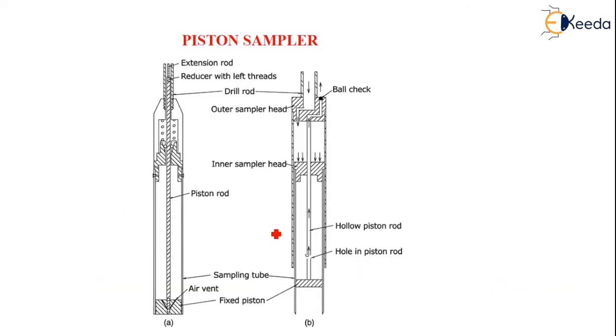See, this is how the piston sampler looks. This is a ball check. This is a drill rod, extension of the rod and reducer with left threads. This is the outer sampler head. This is the inner sampler head. This is a piston rod, sampler tube. This is an air vent. This is a hole in the piston rod. This is a hollow piston rod which is dropped inside.